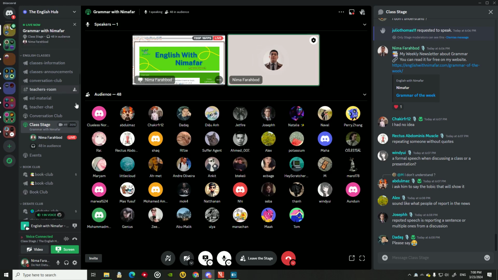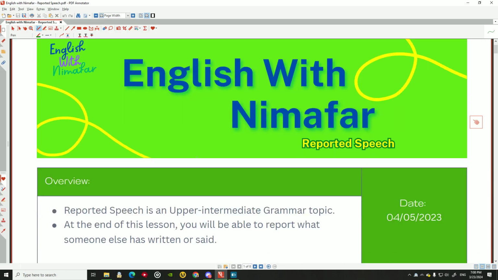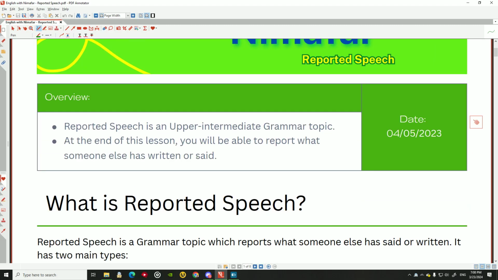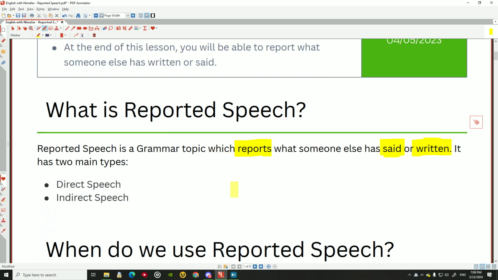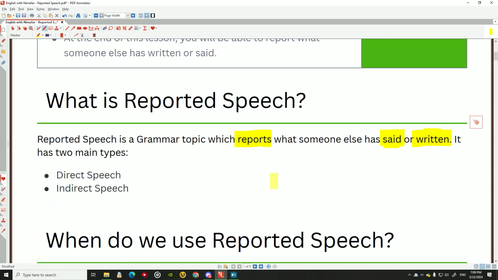So, yeah, most of you said correctly. What is reported speech? Reported speech is a grammar topic which reports what someone else has said or written. It has two main types, direct and indirect. We're going to work on indirect more than the other one, but we're going to cover both of them. Sometimes it's written, sometimes it's verbal. But when do we use reported speech?